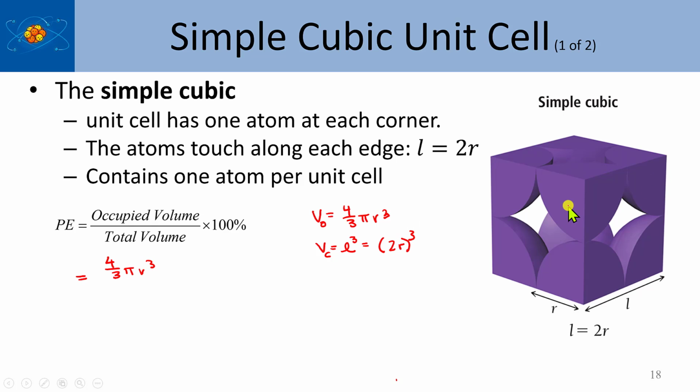So to get the packing efficiency, the occupied volume is 4/3 pi r cubed times the number of atoms in the unit cell. If you remember, there's one atom in the unit cell. Each corner represents an eighth, so I take 8 times an eighth. That gives me 1, so I can go like this, times 1 atom. And then I divide that by the total volume, which is equal to 2r cubed times 100%.